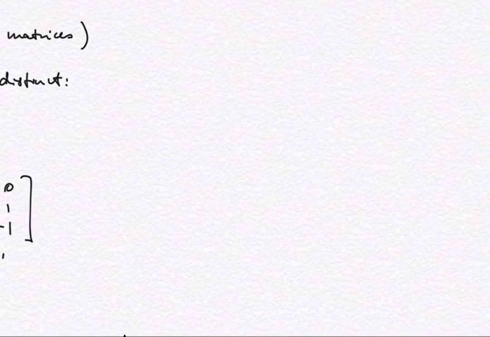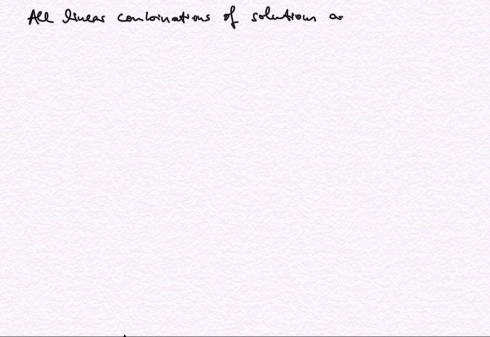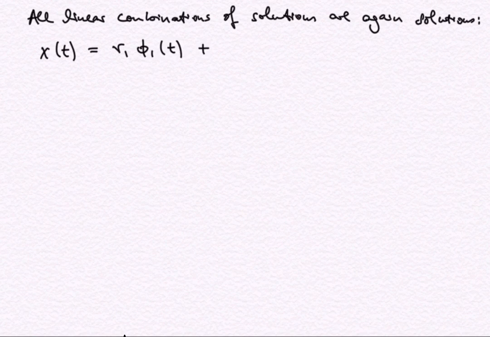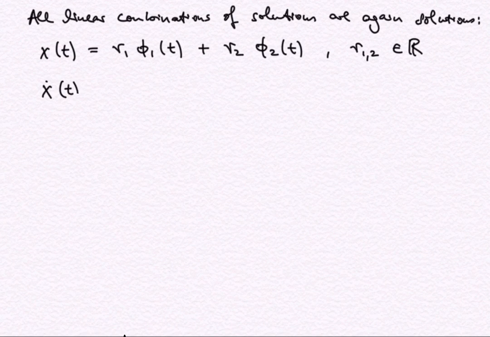Now, I note something else. I have these three linearly independent solutions. And now I note that all linear combinations of solutions are again solutions. So let's just take the case of two linearly independent solutions, and we construct a third solution as a linear combination of the first and the second. Yeah, so the coefficients r1 and r2 here are just real numbers. And then I want to show now that x indeed is a solution, that this linear combination is again a solution. So I take the derivative with respect to time.